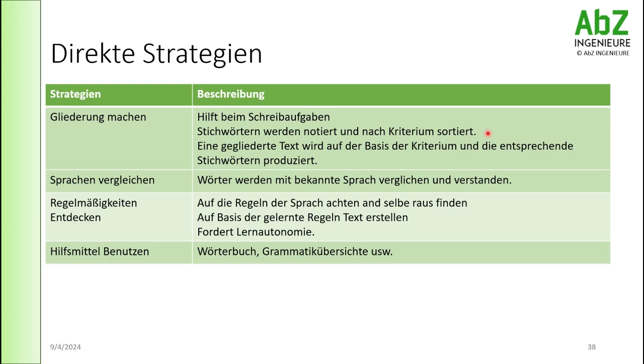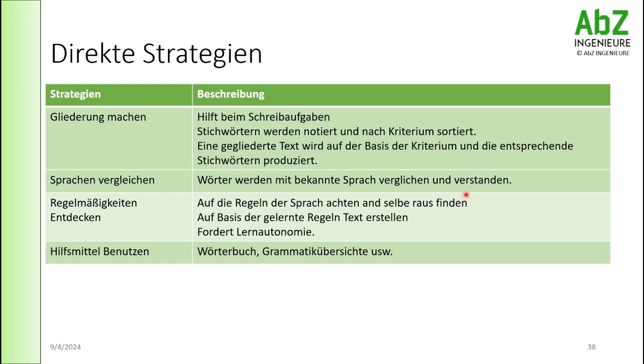In our case, let's say you have a Lesetext, with an introduction, main text and conclusion. You can write down introduction and then the keywords. Then you have the main part and write down the keywords, and then the conclusion and write down the keywords. Then based on these keywords you can produce your own text. So a big paragraph will become a three-line summary, things like that.